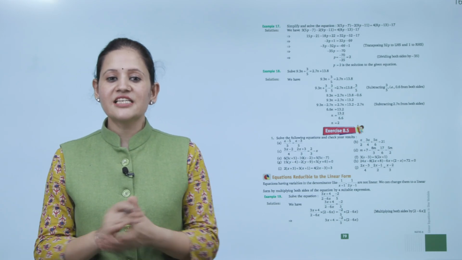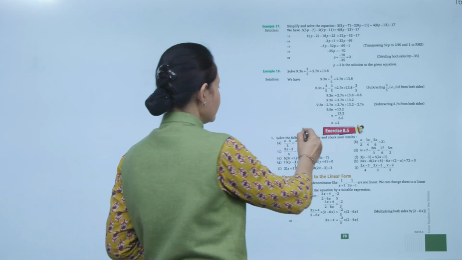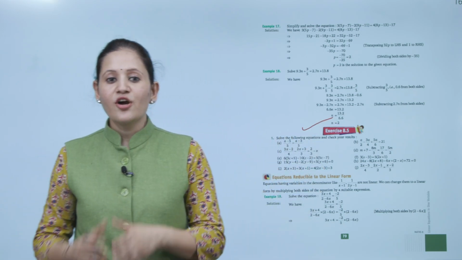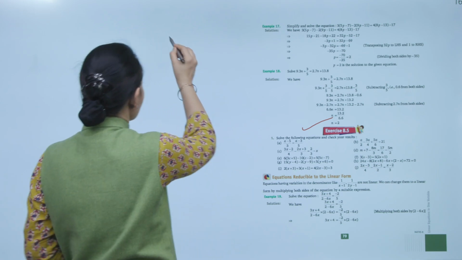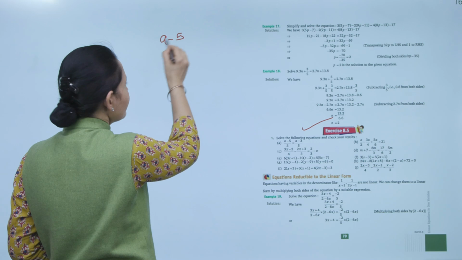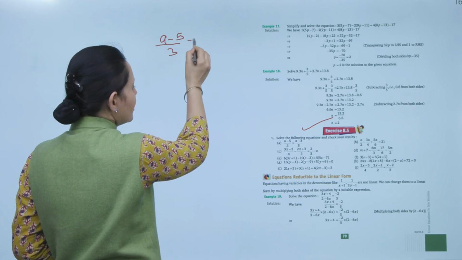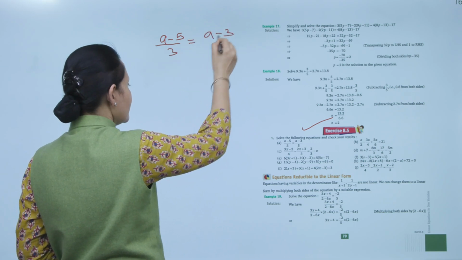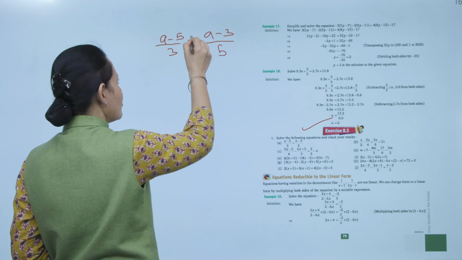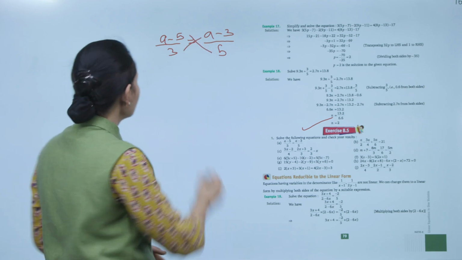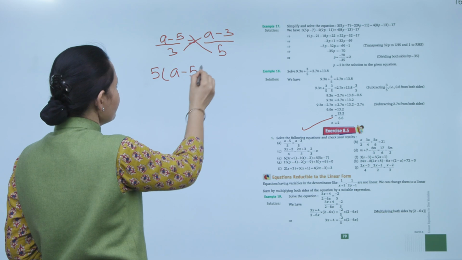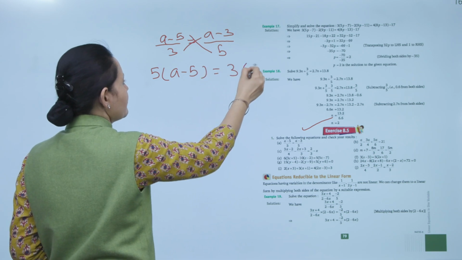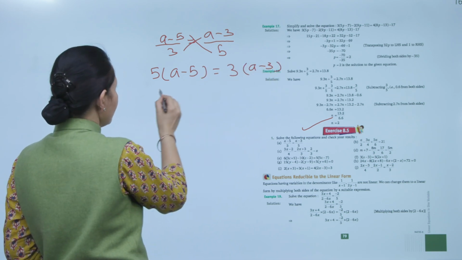Next is exercise 8.5. Solve the following equation and check your result. So (a minus 5) upon 3 equals (a minus 3) upon 5. So here we will cross multiply. So that is equal to 5 into (a minus 5) equals 3 into (a minus 3).